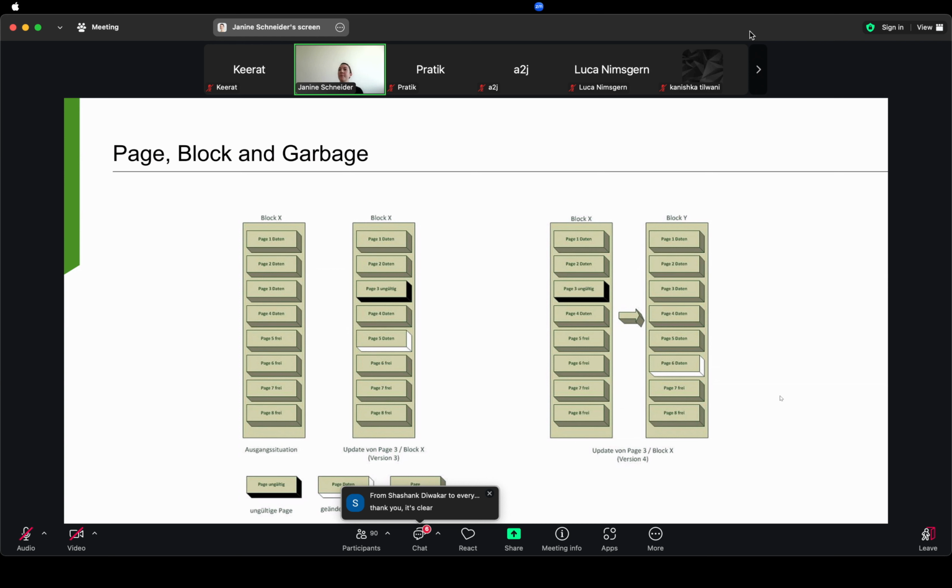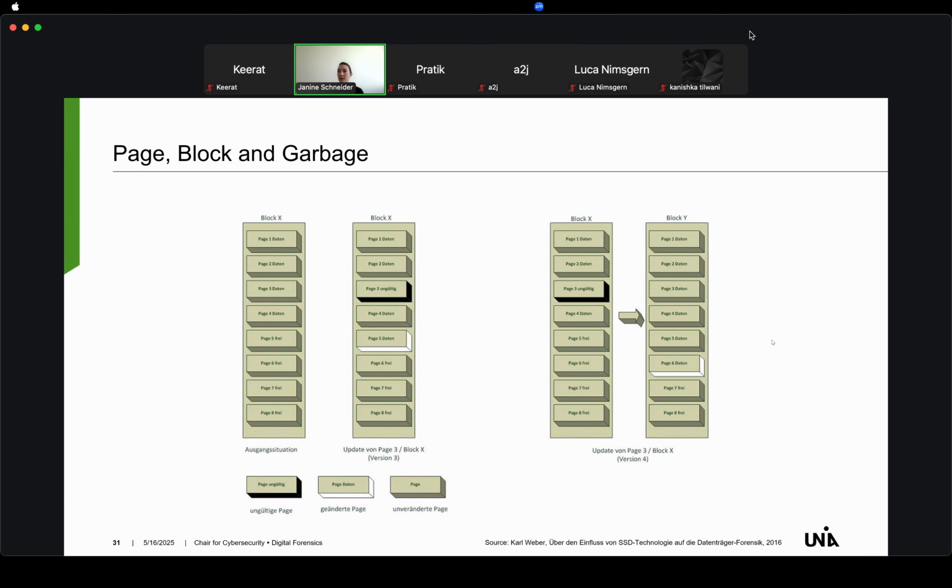Invalid pages can only be used again when the block is deleted. And in order to erase data, the whole block must be deleted. Active pages in the block hinder deletion. So if there are active pages in a block, the block cannot be deleted and the data cannot be erased.